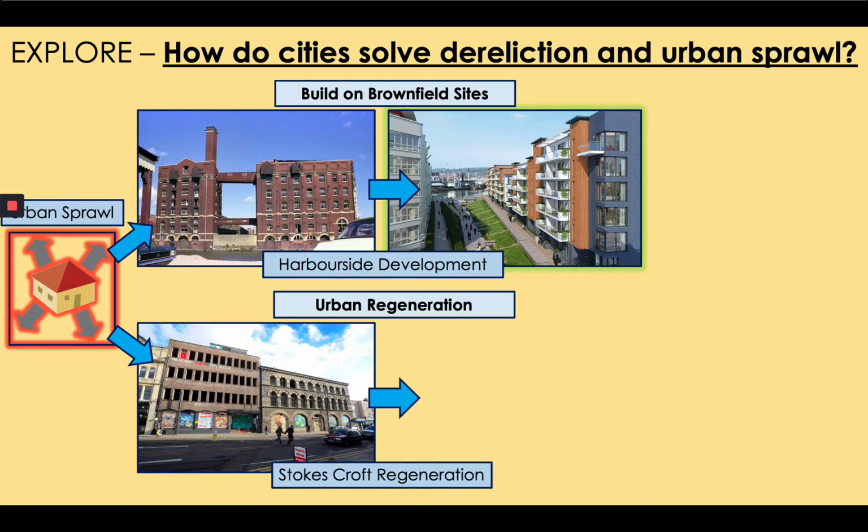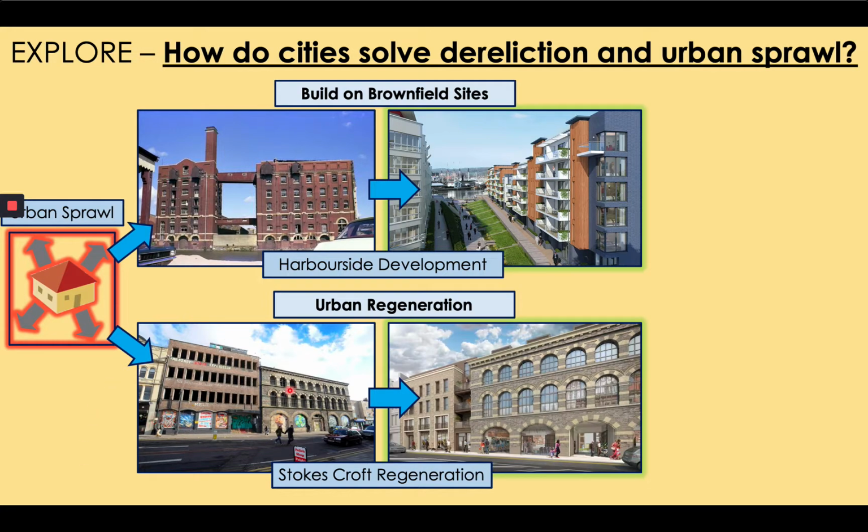This is Stokes Croft, which we looked at in a previous lesson. The old carriage works, where trains were built and maintained in the centre of Bristol when that was an important industry, are now abandoned. But a plan is afoot to turn them into this. Here is what is predicted that the carriage works will look like in the next few years, and it's currently being done right now. More than 200 apartments are going to be built within these buildings.